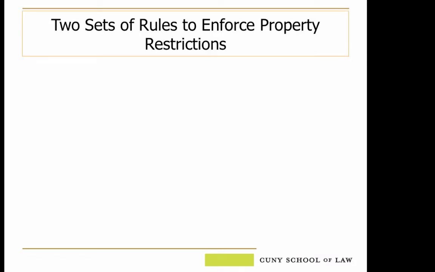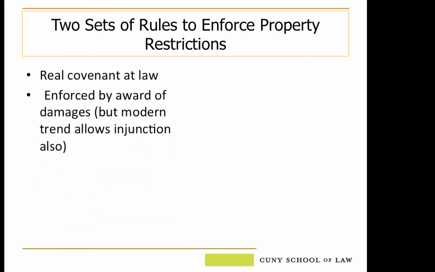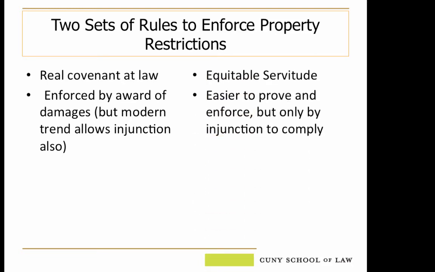There are 2 sets of rules for covenants and equitable servitudes and 2 different remedies for violations because of the historical division between law courts and equity courts in England. If a law court found a valid restrictive covenant in a deed, it would award money damages. More recently, law courts will also grant injunctions to enforce the covenant. If an equity court found a valid equitable servitude in a deed, it could only award an injunction, ordering the present owner to comply with the deed restrictions.